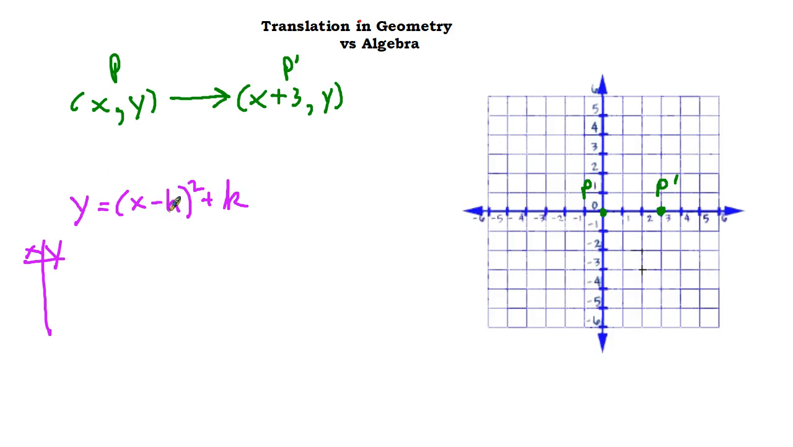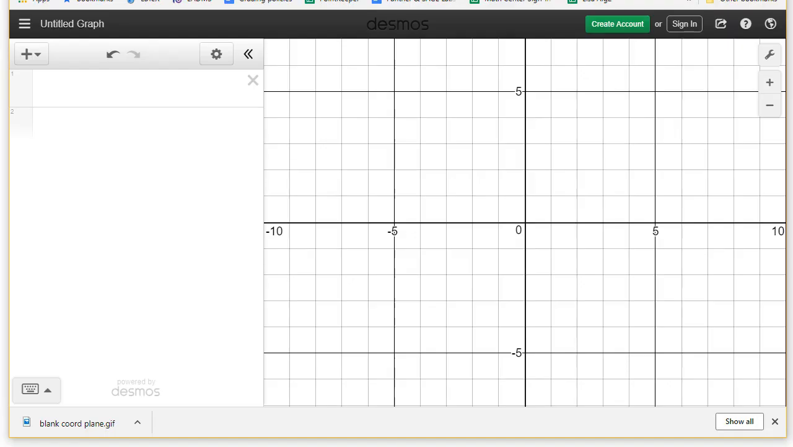So it turns out that the k moves the parabola up and down, and the h moves the parabola to the right and left. And the easiest way for me to show this to you is with this fancy graphing software known as Desmos. Desmos.com. It's free. It's a free website, and it's worth investigating.